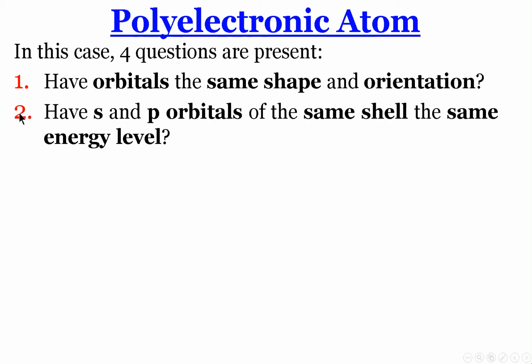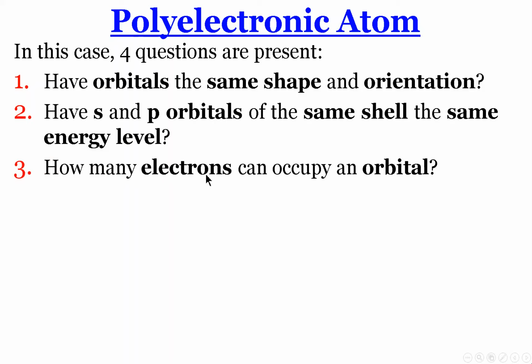Question 2, in the case of hydrogen, the orbital 2s and the orbital 2p are vacant. So by theory, they have the same value of energy. In the case of the polyelectronic system, when 2s is filled and 2p is filled, they would not have the same value of energy. So question 2, do s and p orbitals of the same shell have the same energy level in the case of the monoelectronic and the polyelectronic system?